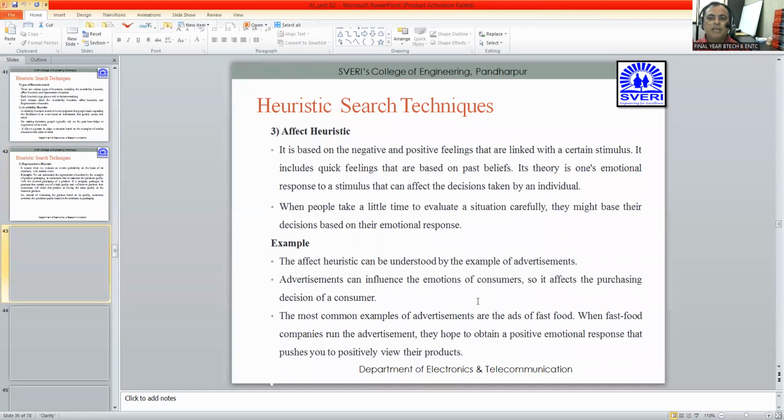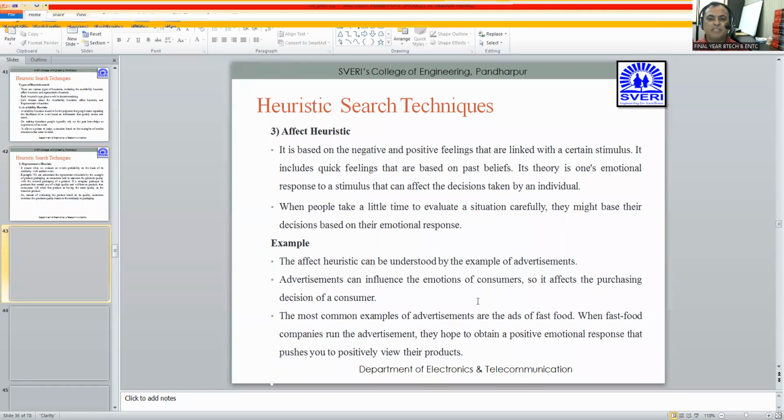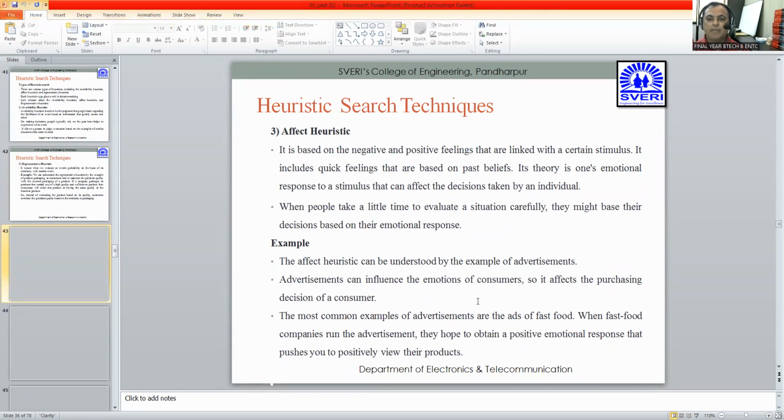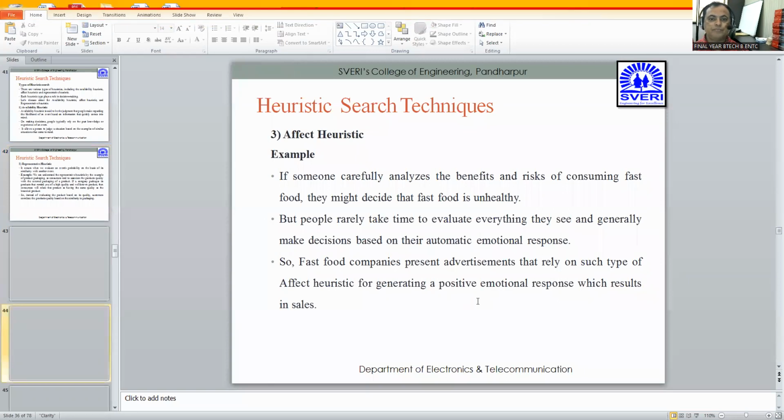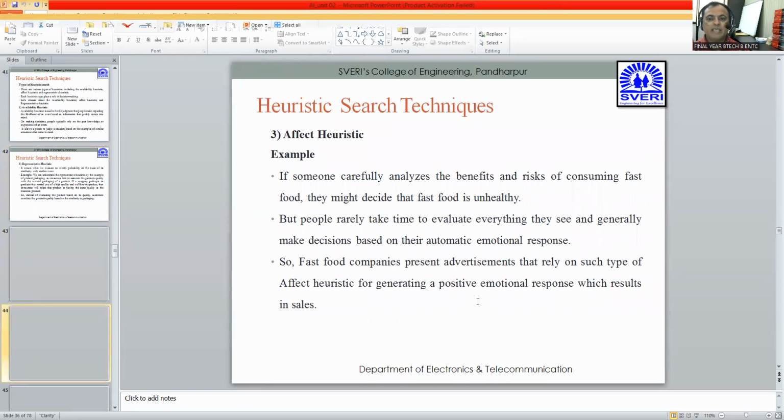Effect heuristic is much more related to quick feelings and past beliefs. It is one of the theories that emotional responses to a stimulus can affect decisions. The best example is advertisement. We can take the example of an advertisement for consuming fast food. People might decide the fast food is unhealthy, but they rarely take the time to evaluate everything they see and generally make a decision based on their automatic emotional response. That is where the advertisement is carried out.